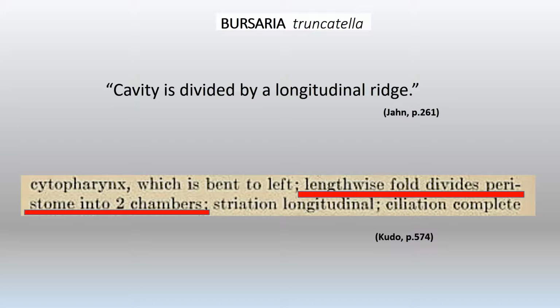Both John and Kudo describe a longitudinal ridge or lengthwise fold which divides the peristomal cavity of Bursaria into two chambers, as illustrated in the photomicrograph by two different sets of arrows.